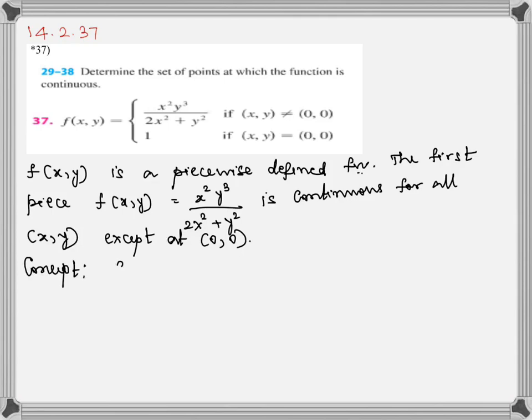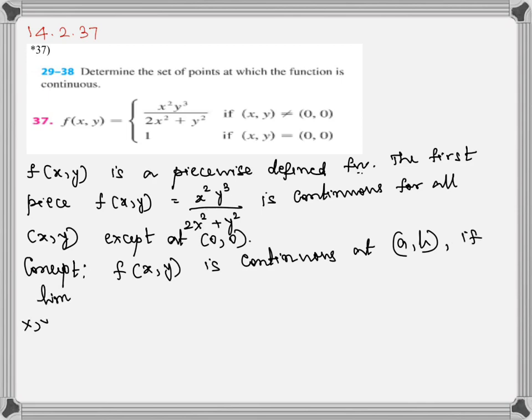Now, what is the concept? What do you mean by continuous? f of x y is continuous at any point (a, b) provided the limit exists at that point and the limit is also equal to the value of the function at (a, b), right? So if the limit as (x, y) approaches (a, b) of f of x y exists and it is equal to f of (a, b) also. So this is the concept that we are using here in this problem.